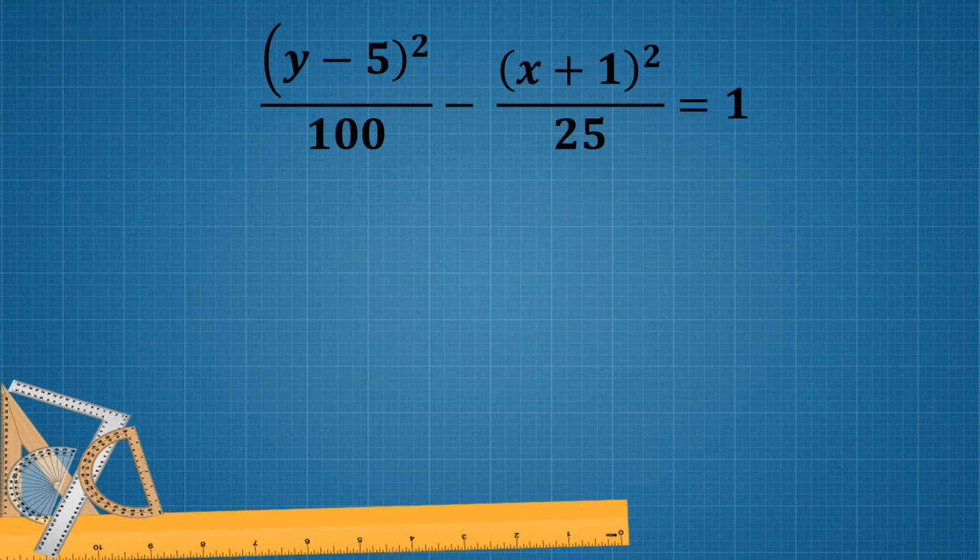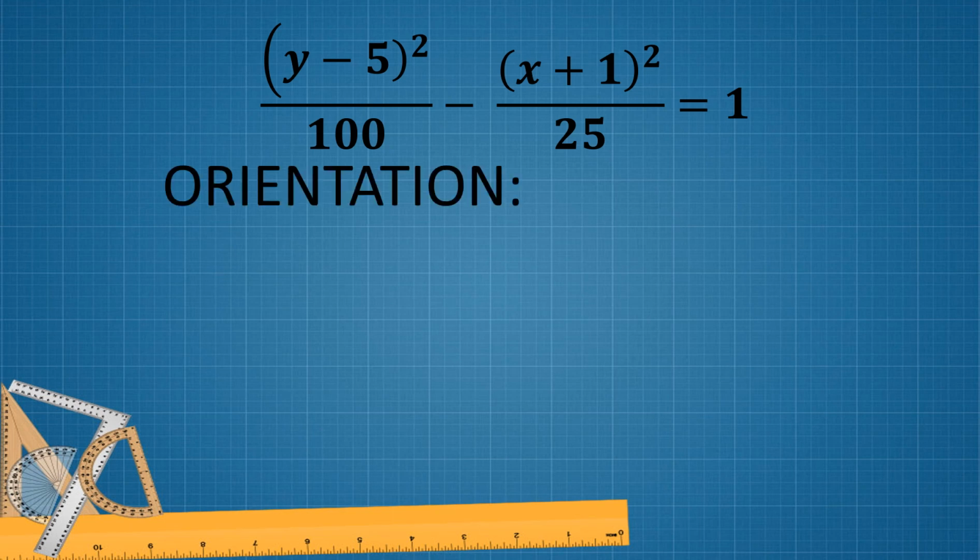Let's try another example. This is the standard form of the equation of the hyperbola: quantity y minus 5 squared over 100 minus quantity x plus 1 squared over 25 equals 1. The first thing that we need to do is to identify the orientation. Since y comes first before x, it implies that the orientation is vertical.